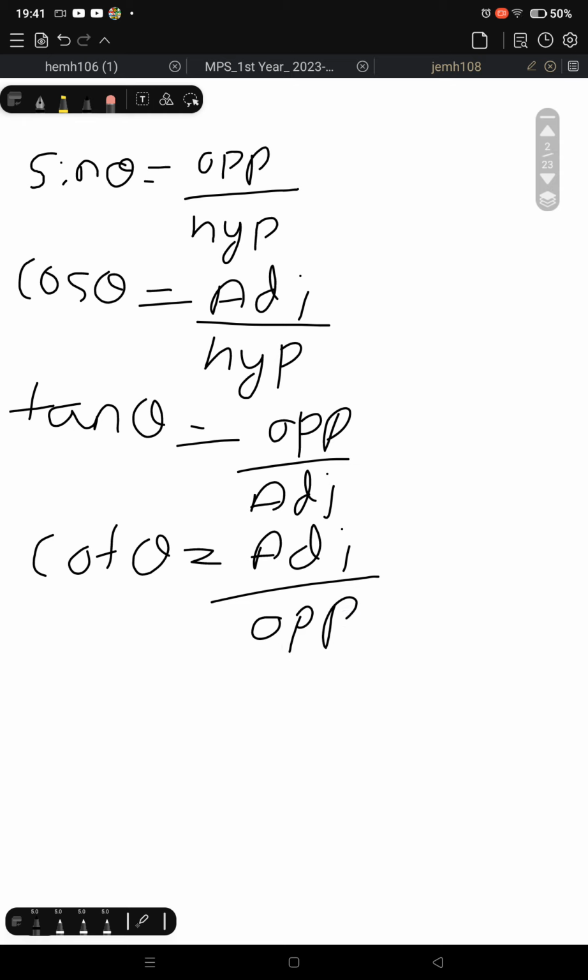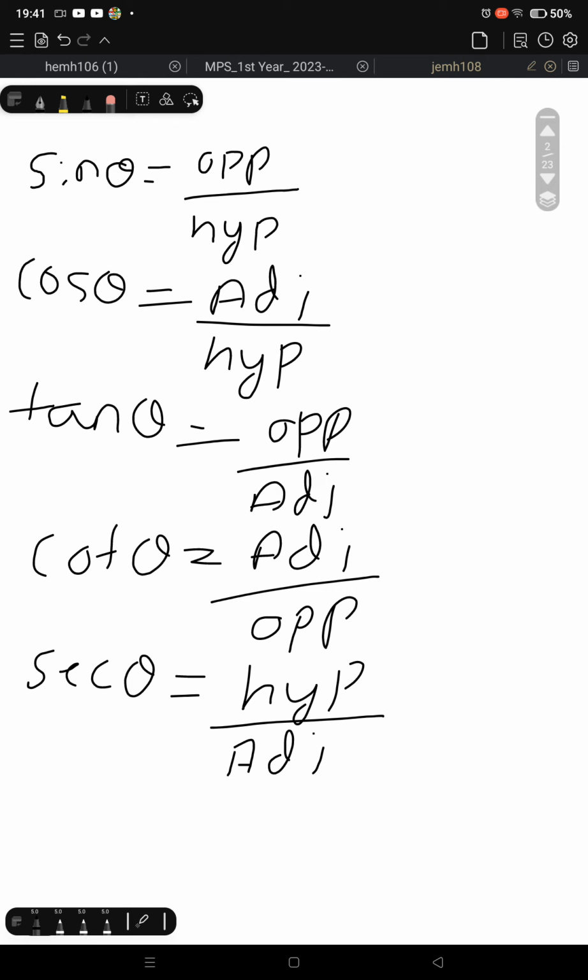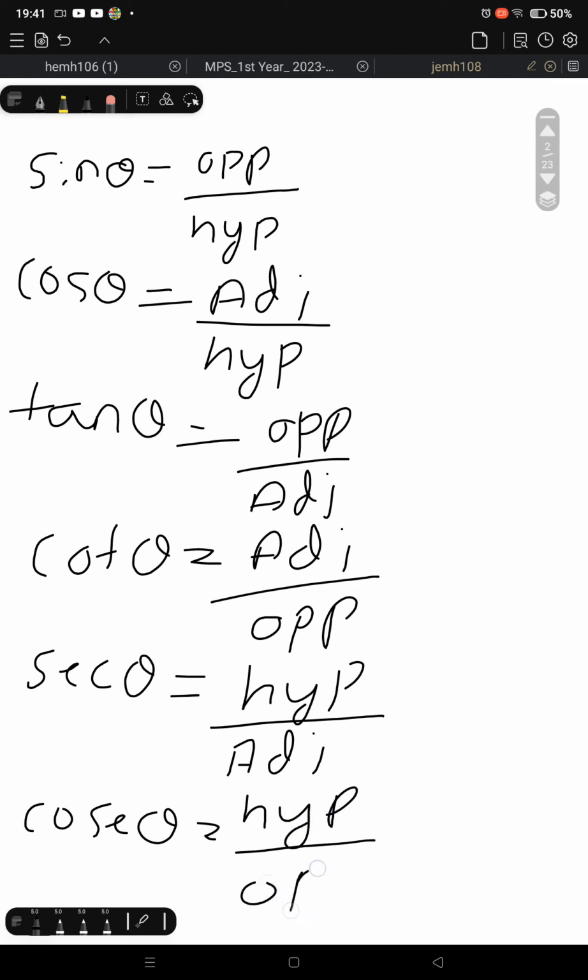Next comes sec theta, that is hypotenuse divided by adjacent. Cosec theta is hypotenuse divided by opposite. So let us consider one angle and write out all of these ratios.